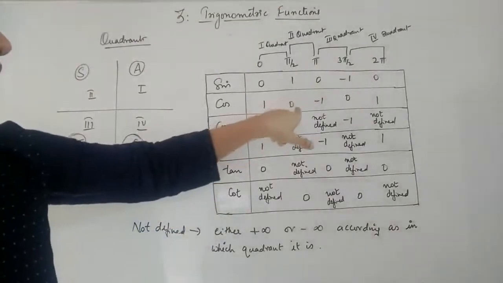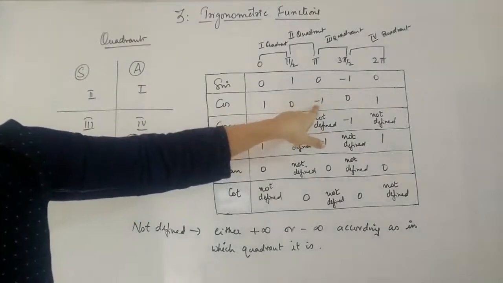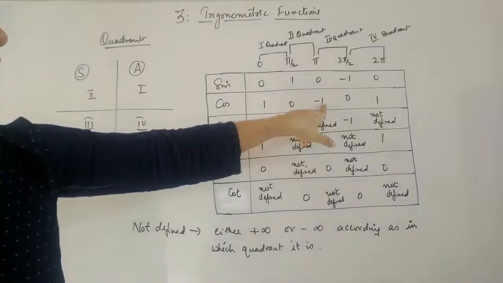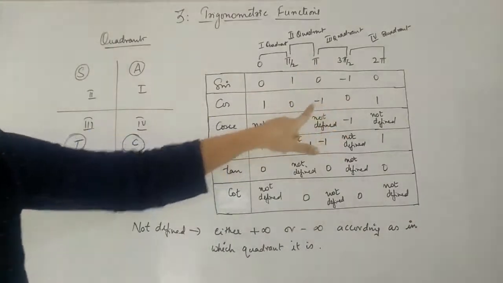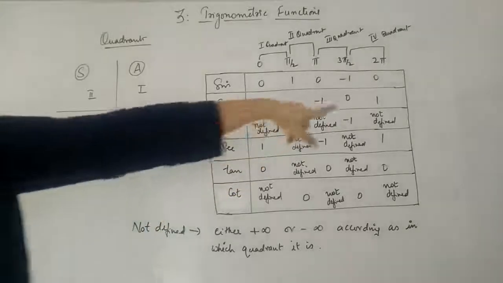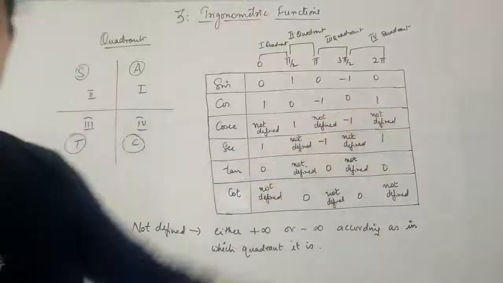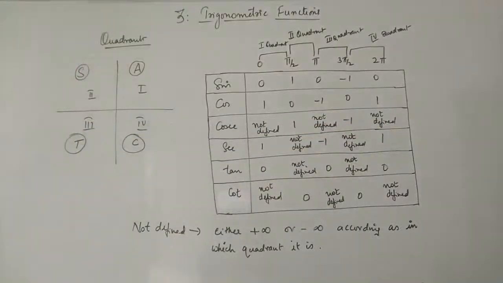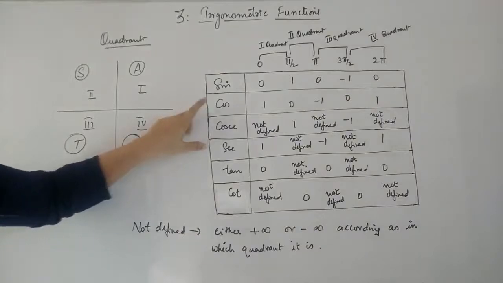Next, in the next quadrant, it is from 0 to -1. That means again it is decreasing in the second quadrant. Then it is going from -1 to 0 in the third quadrant. -1 to 0 means it is increasing, and in the fourth quadrant it is from 0 to 1. That means it is again increasing in the fourth quadrant. So that is about your cos behavior.